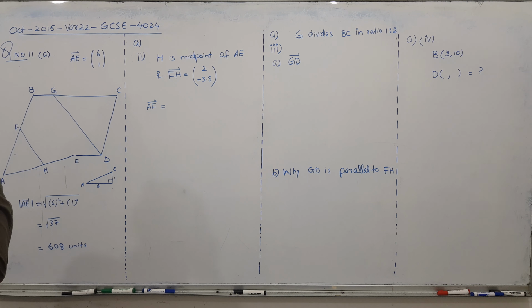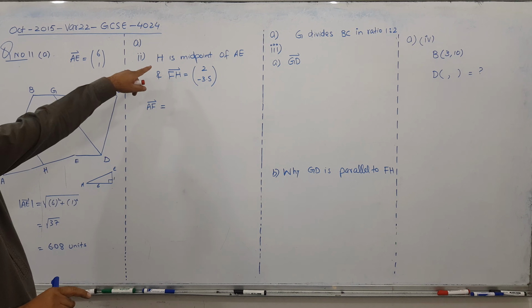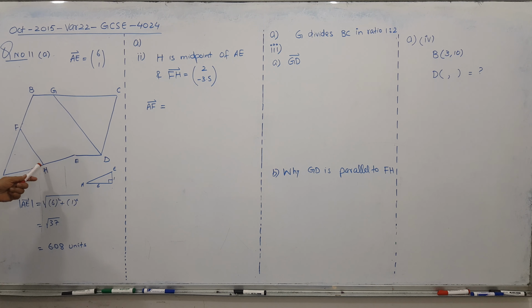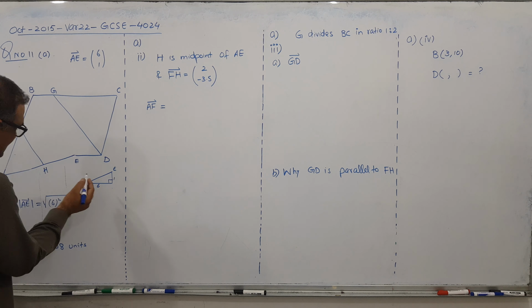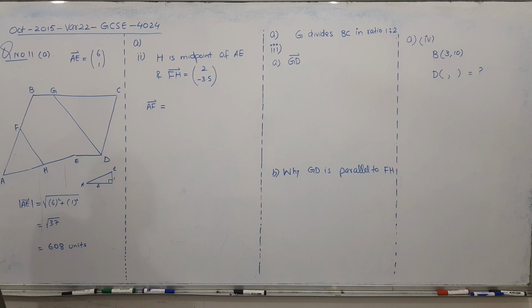Come on, another question. When you talk about AF, H is a midpoint, so this is a midpoint. So how much gap from A to E? What is vector AE? So AH is a half of AE. It means H lies in the middle somewhere here, exactly the middle point. And FH is given. This we have, and this is my target.